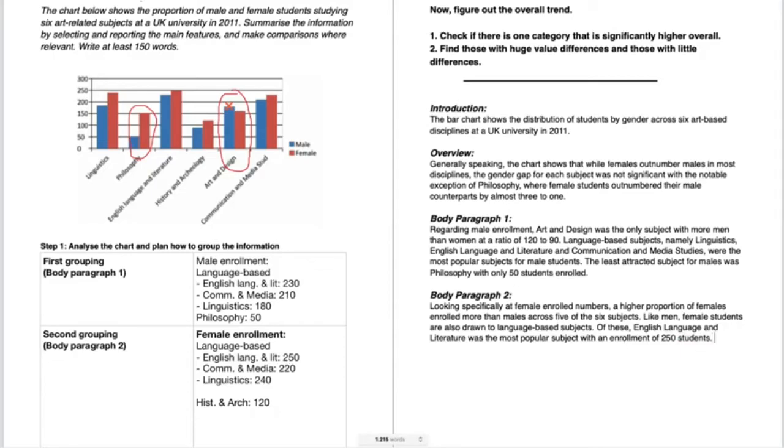Last thing I'm going to talk about is just the history and archaeology point here. And I will go ahead and say, with regard to the least attractive subject, history and archaeology had only less than 100 female students taking part. And there we have it. We've talked about our female enrollment. So notice how I talked about everything we wrote in our outline, everything from the second part of the first step. Now let's take a look at the language and just analyze why I used certain wording.